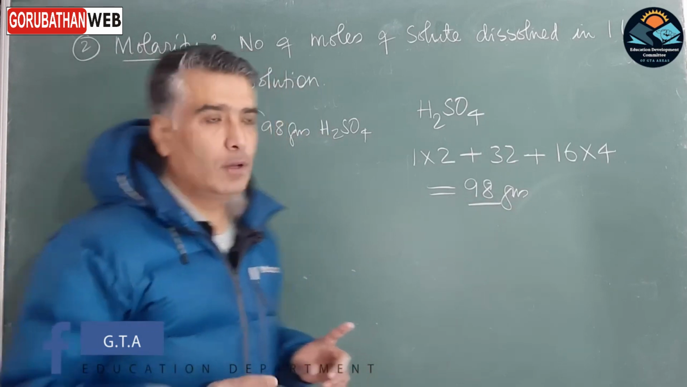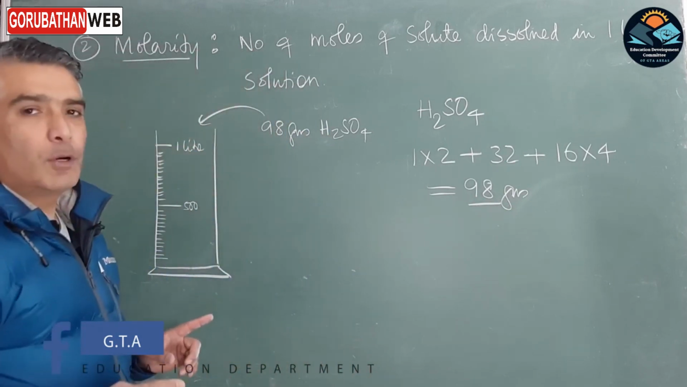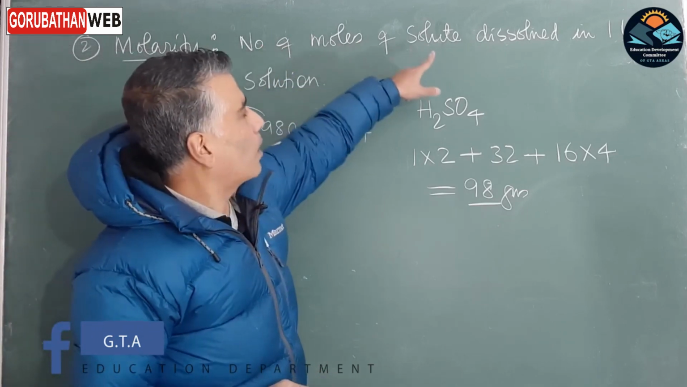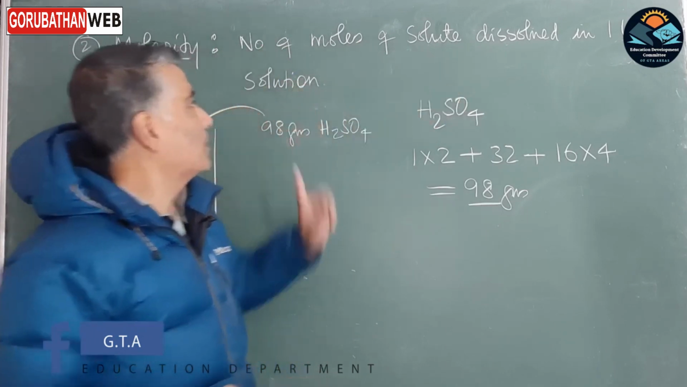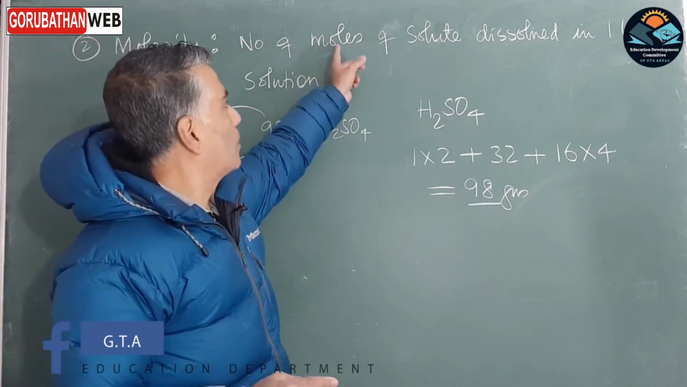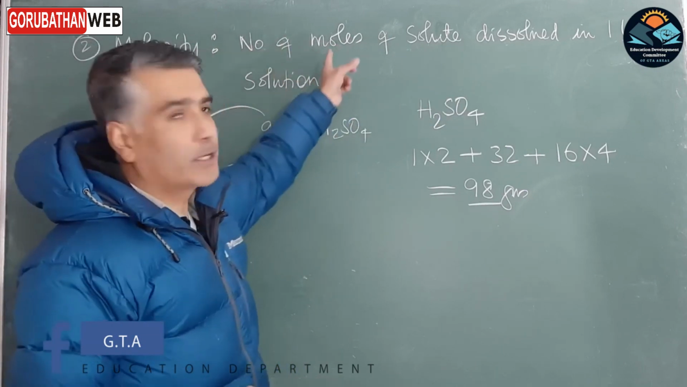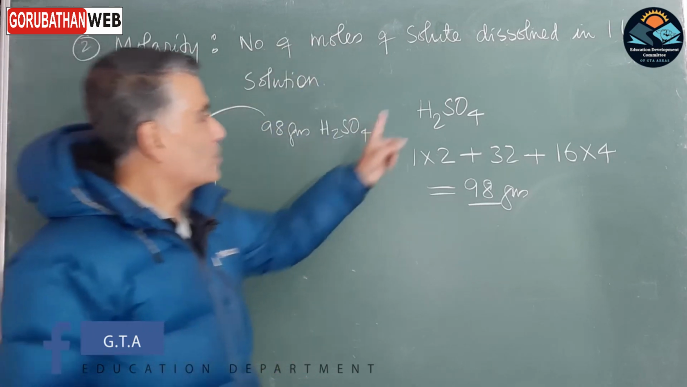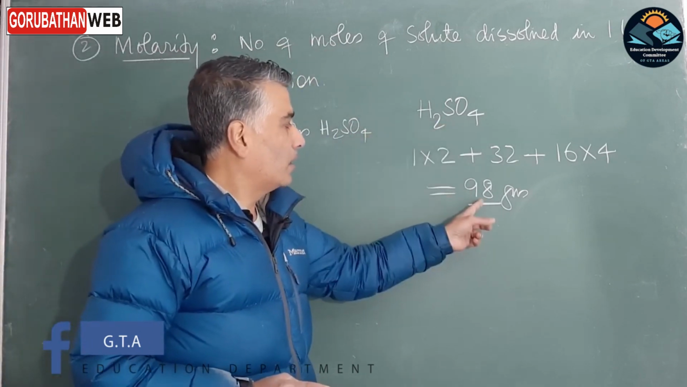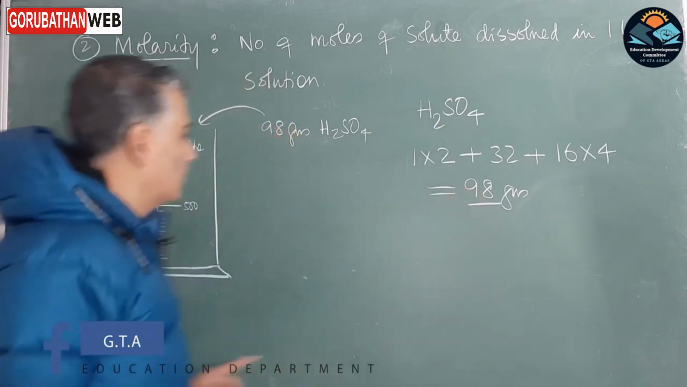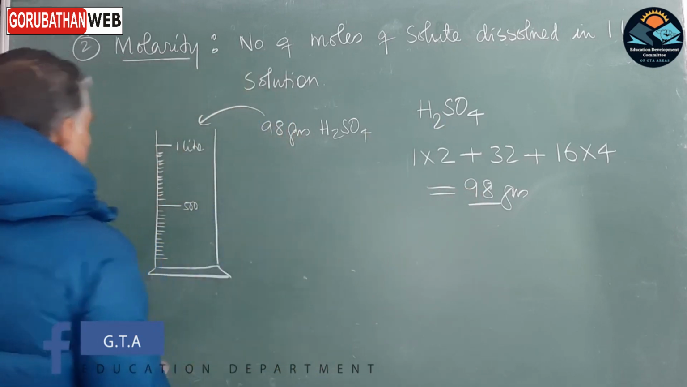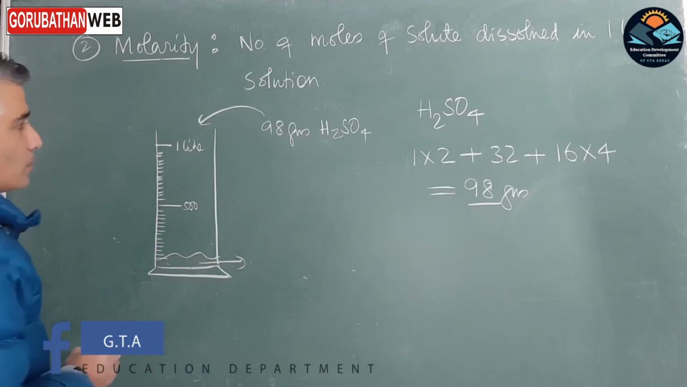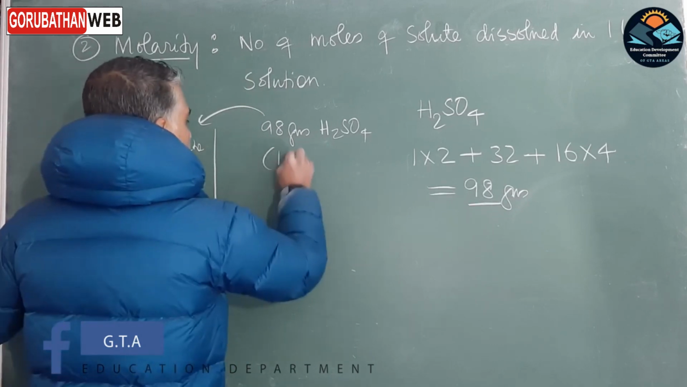So if I take 98 grams, whatever is the molecular mass, that amount in grams, I know it's going to be 1 mole. Why am I so concerned about the moles? Because molarity is nothing but the number of moles of solute dissolved in 1 liter solution. So I require the number of moles to express the concentration of my solution in molarity. That's why intentionally I have taken sulfuric acid, 1 mole, that is molecular mass taken in grams. So here I have 98 grams of sulfuric acid, that is 1 mole of sulfuric acid.